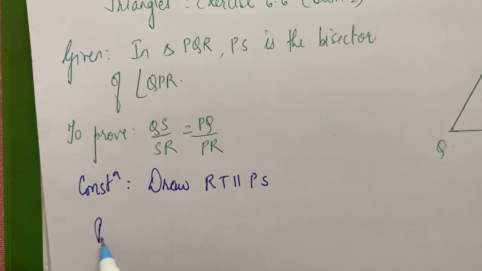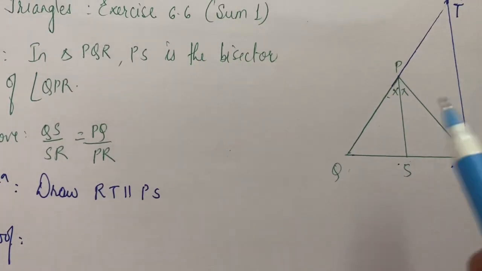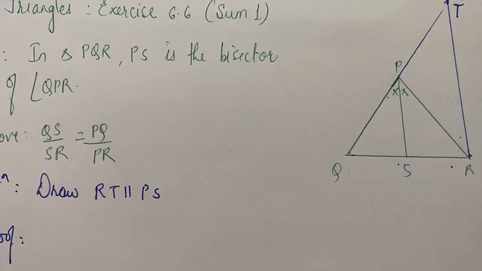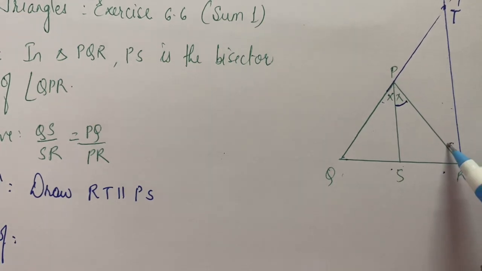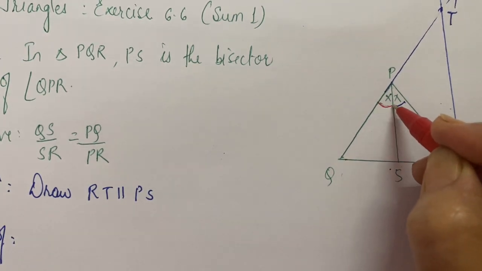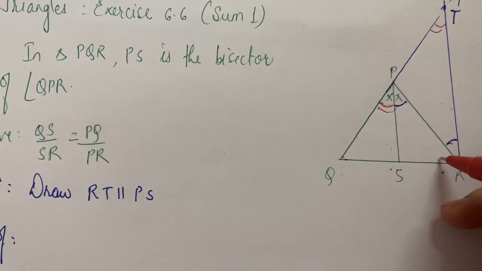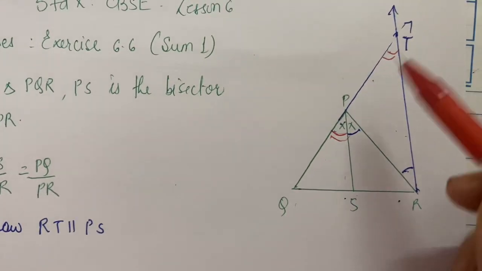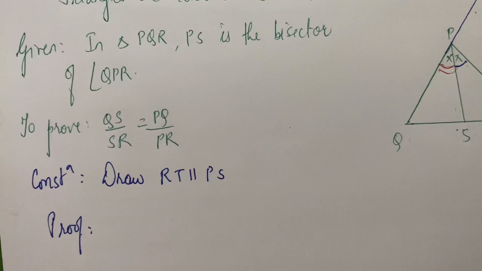Okay, now in your proof, we'll make use of the properties of parallel lines. If two lines are parallel, then the alternate angles will be congruent. This angle SPR will be equal to this angle PRT, and this angle, that is angle QPS, will be equal to this angle T, because these two lines are parallel, so corresponding angles will be congruent. These form a pair of corresponding angles. These two angles are alternate angles. So let us do this.